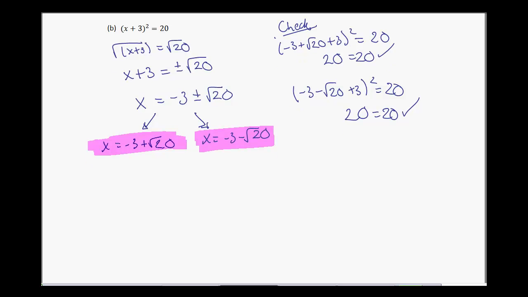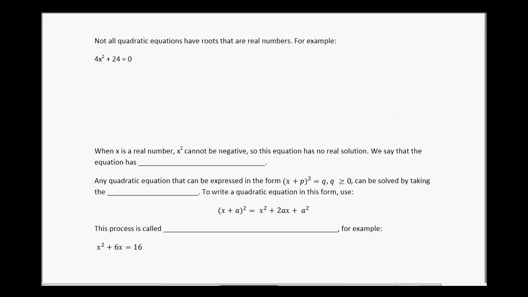Alright, moving on. Not all quadratic equations have roots that are real numbers. For example, 4x squared plus 24 equals 0. So if we isolate 4x squared, we find negative 24. Dividing both sides by 4, we get x squared equals negative 6. Now here's the problem. When we try to inverse our square by square rooting both sides, we find the square root of a negative, which is not a possible solution. We cannot square root a negative. So this equation has no solution.